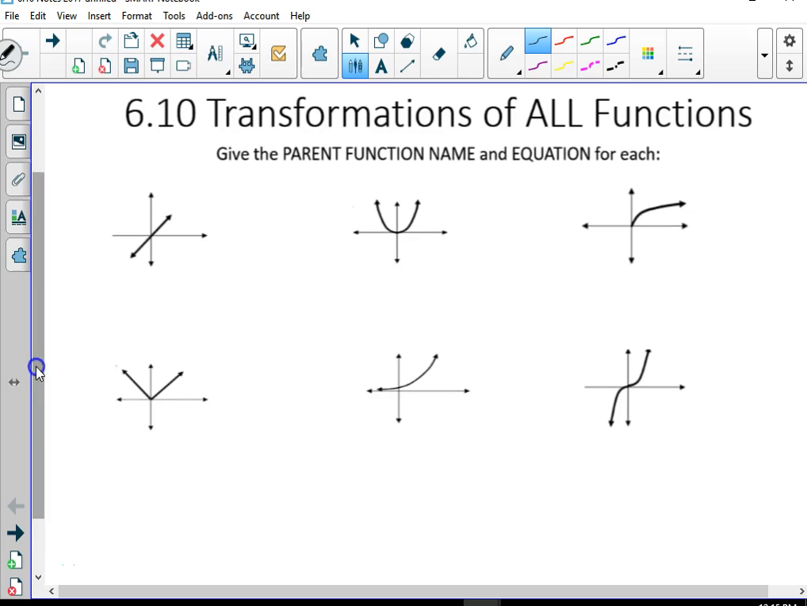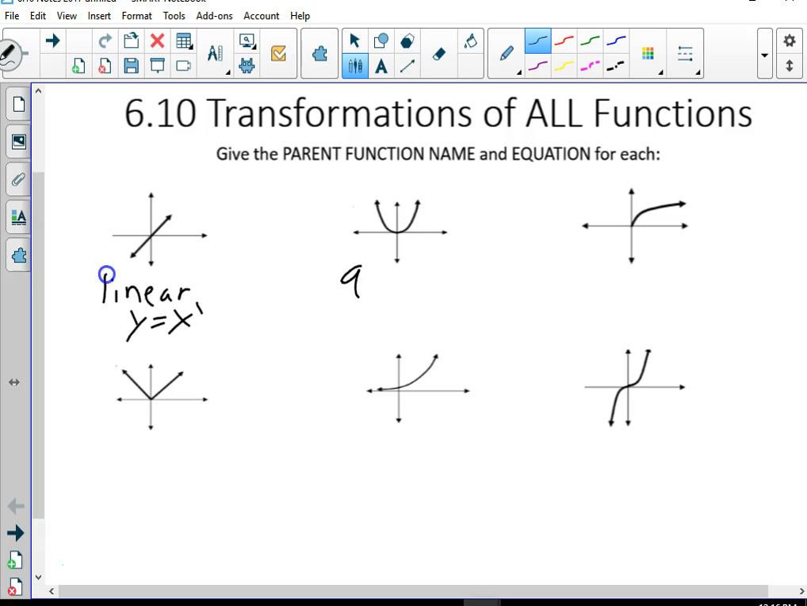Okay, so 610, talk about paired functions. This first one is linear. Y equals x. So y equals 2x plus 3. Y equals negative 5 fourths x plus 17. Anything where x is to the first power is linear.